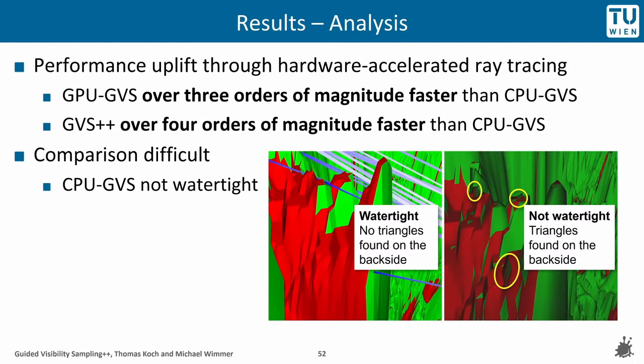We also found that comparison is difficult because GVS on the CPU is not watertight. So that means that here on the right, triangles can be found that are backfacing.